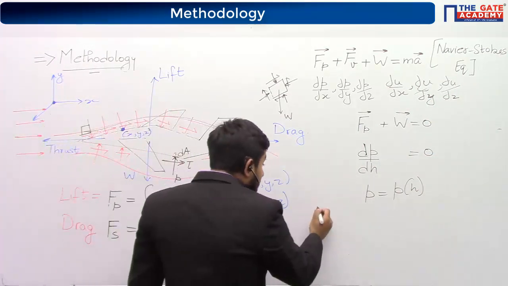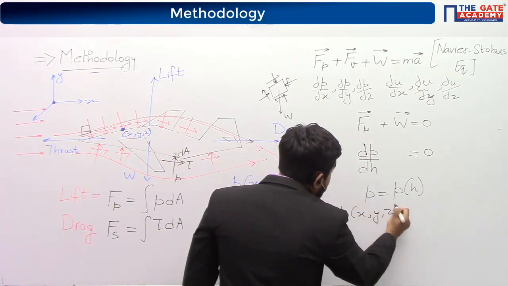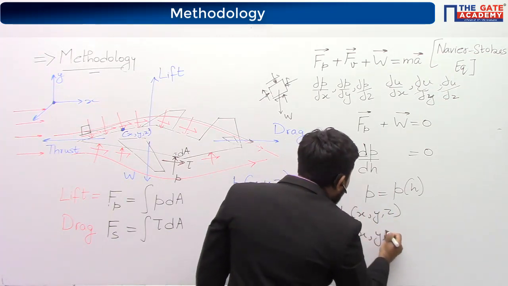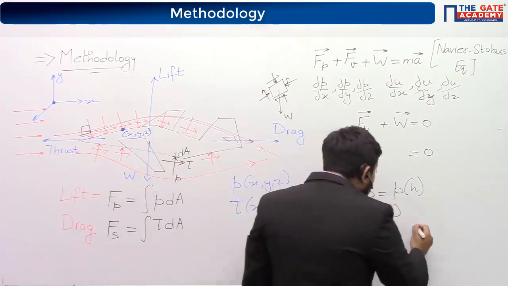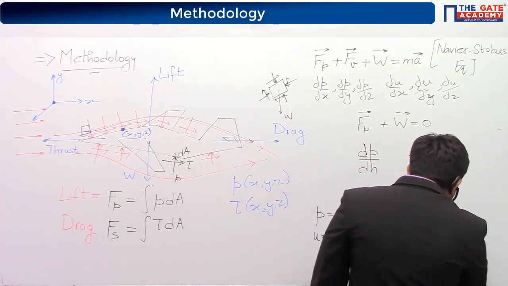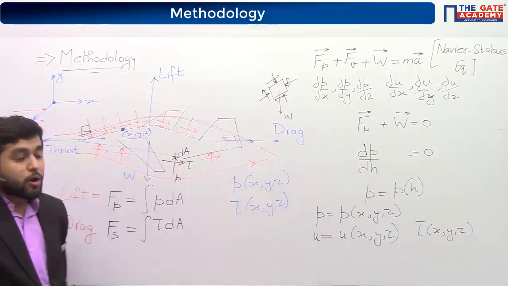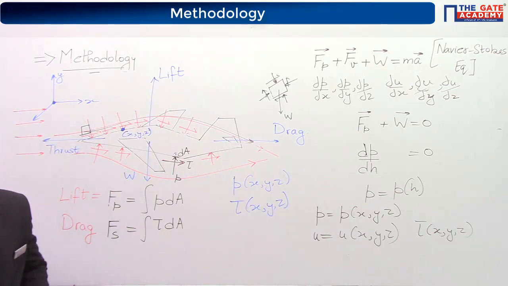differential equation, you will get pressure as a function of x, y and z. Similarly, you will get u as a function of x, y and z. But what is du by dy? du by dy is tau. So you will also get tau as a function of x, y and z. Now I think your problem is solved. Is that clear? So actually this is what we are going to do.